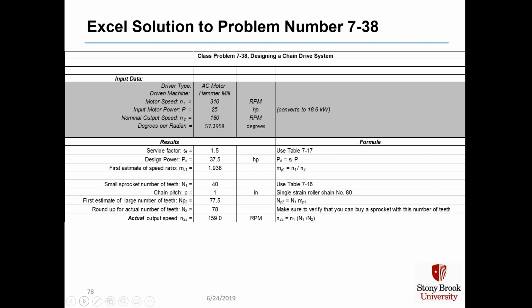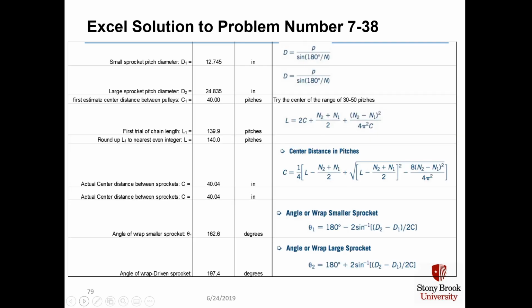And here is our Excel solution to problem number 7-38, showing the input data in gray shading and the output without shading. And this is the second half of the output data.